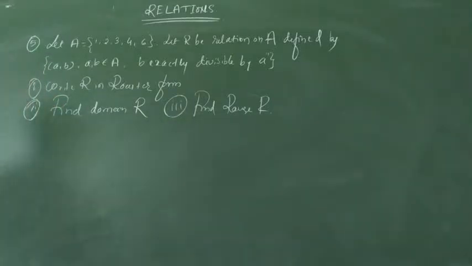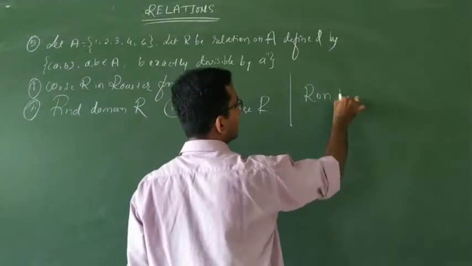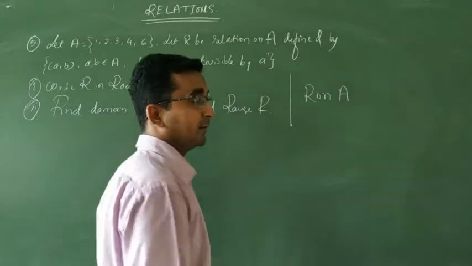So relation R on A means what? They may give the relation only on a single set, not a singleton. I am telling, a single set.